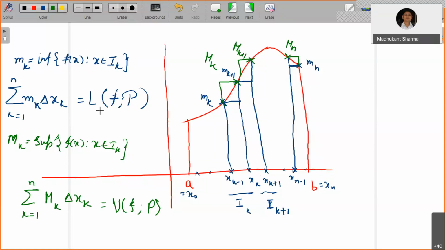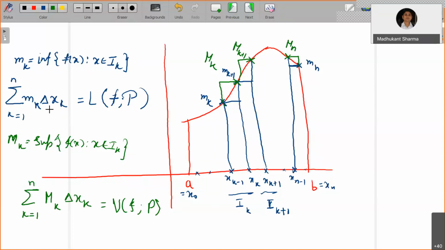Okay, so in case both are equal, then it will give you a better approximation, right? In the limiting sense, if they are both the same, then you can say both are equal.